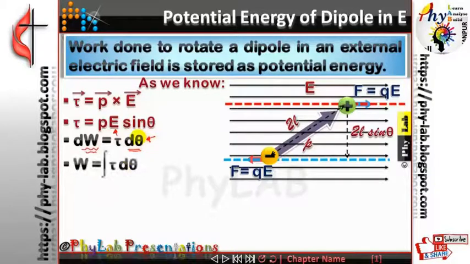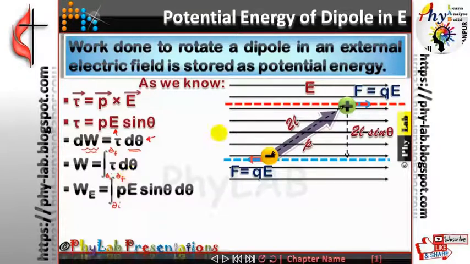So if it gets rotated from some initial angle theta I to some final angle theta F, then the total amount of work done can be obtained by integrating torque d theta from the limits of theta I to theta F. I am putting these limits over here because I am assuming that my dipole gets rotated through an angle from theta I to theta F.